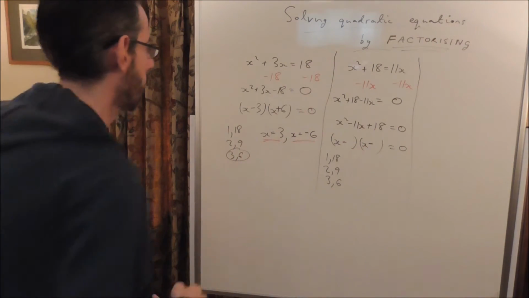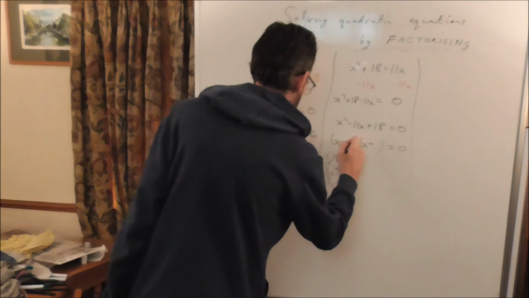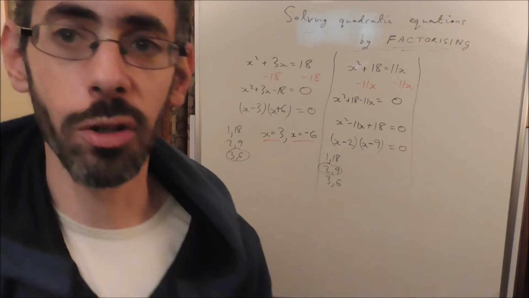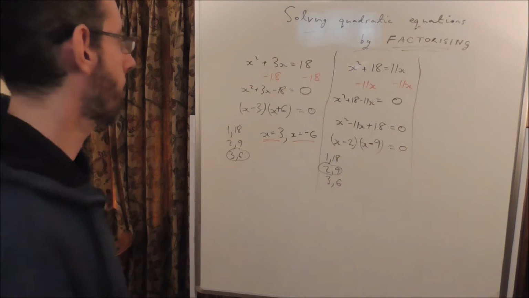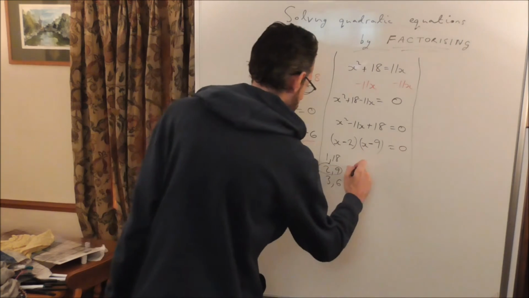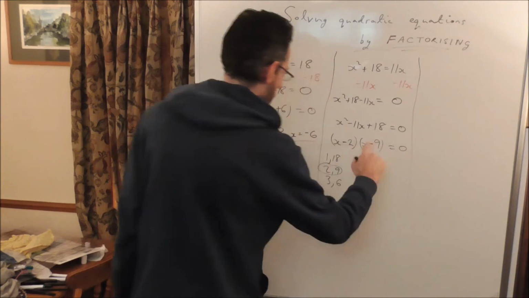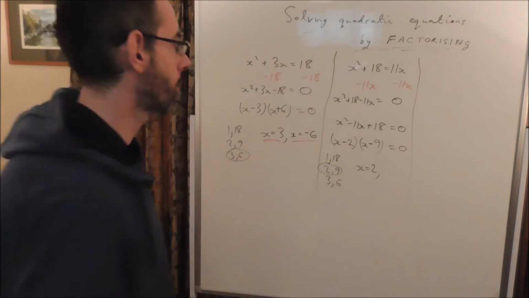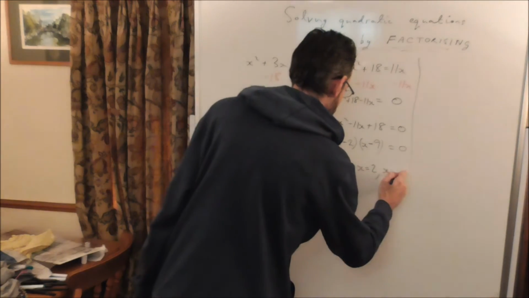So that's going to be 2 and 9. 2 and 9. Right, so to get the solutions now, you just look at each bracket and think what makes that bracket 0. So what makes this bracket 0? Well, it's 2. 2 take away 2 is 0. What makes this bracket 0? Well, it's 9. 9 take away 9 is 0. So those are the two solutions.